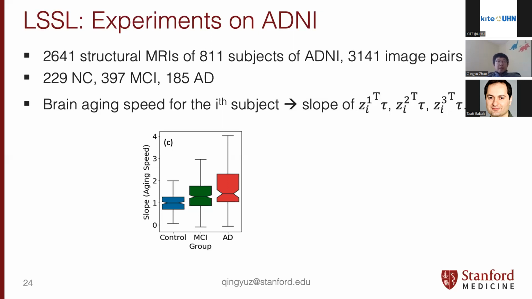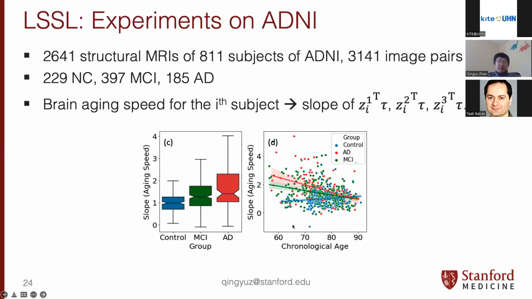And as expected, the MCI cohort, mild cognitive impairment cohort, falls in the middle, because we know that MCI represents the intermediate stage between being healthy and Alzheimer's disease. And again, if we stratify this left plot with respect to the chronological age of the subjects, we can see that again the most accelerated aging effect happens for those young Alzheimer's patients.